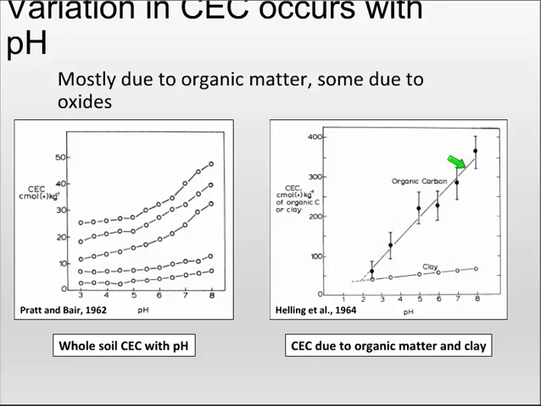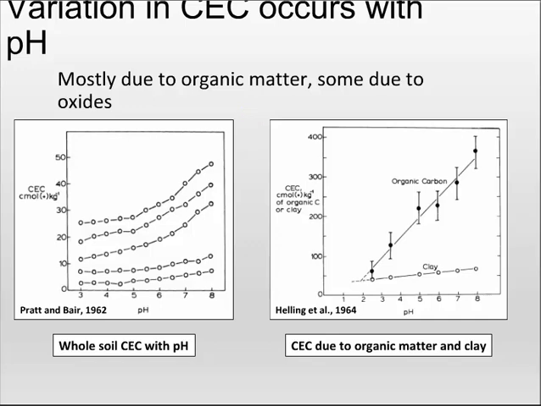So soils with a high buffer capacity might have a lot of organic matter or maybe even a lot of clay. As you increase the pH, that also means you can increase the buffer capacity to a certain degree.